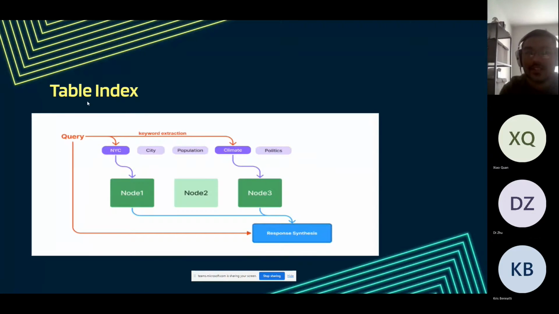The other option is using a keyword table index. In this case, we use a large language model to extract keywords that are salient to your particular use case. So let's say node 1 in this case has content related to NYC, and node 3 has content related to climate. Then when a query comes, you also do keyword extraction of the query, and then you find which of these nodes has the information, and you use these nodes as context to get your answer.